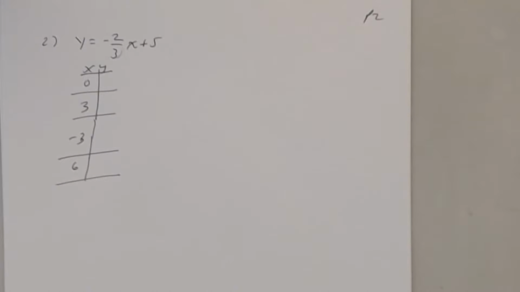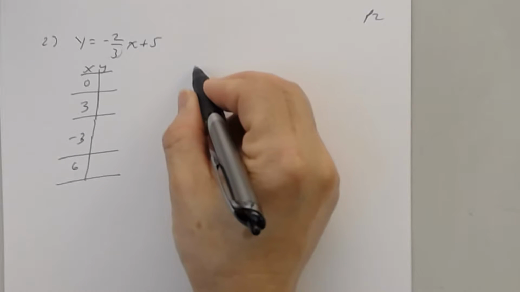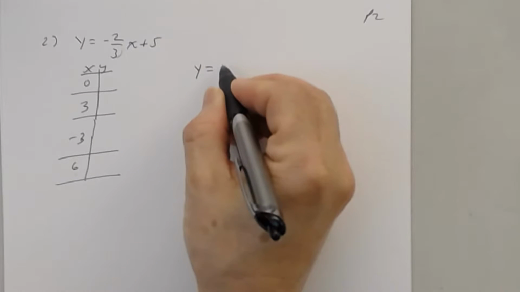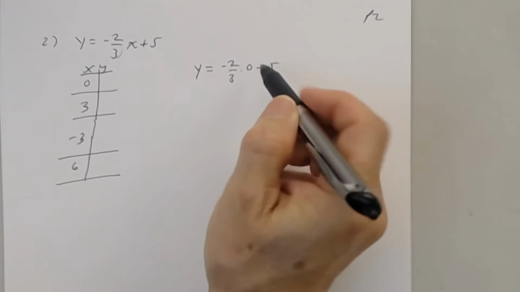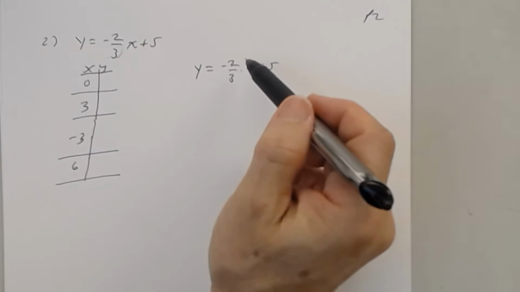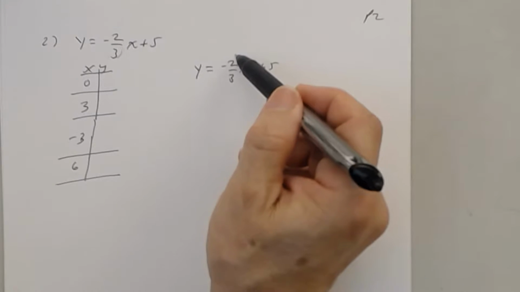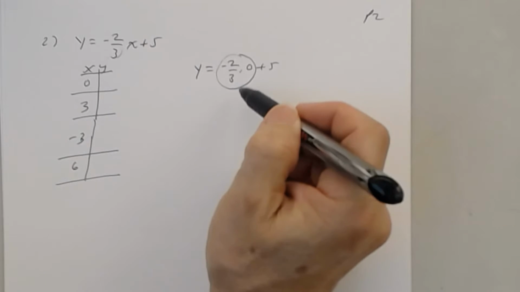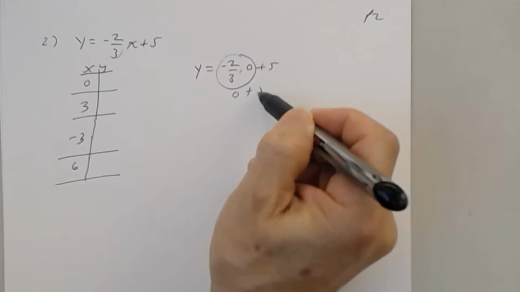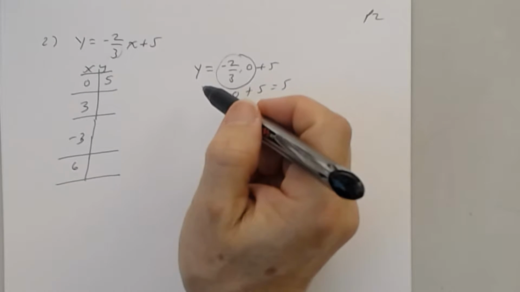0 is always easy to use because when you let x be 0, I get y equals negative 2/3 times 0 plus 5. Now remember your order of operations. Here you have multiplication and then addition. What do you do first? Multiplication. Any number times 0 is 0. And what's 0 plus 5? 5. So I have a solution, 0, 5.